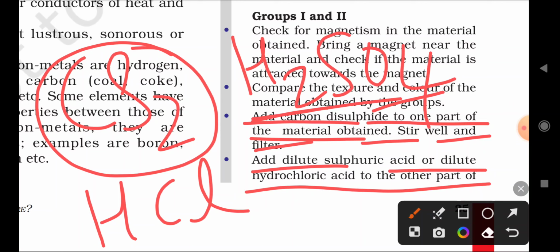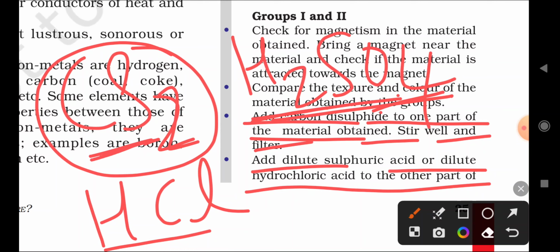The chemical formula of hydrochloric acid is HCl, the chemical formula of sulfuric acid is H2SO4, and the chemical formula of carbon disulfide is CS2. Remember the chemical formulas of these compounds. These are called compounds. They are not elements because they are combinations of 2 or 3 elements.